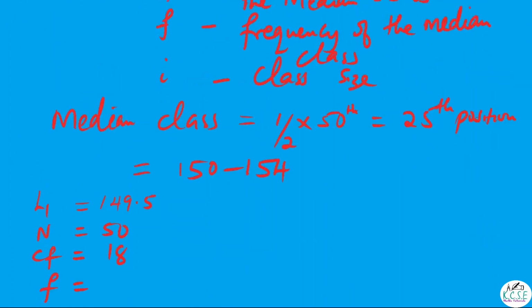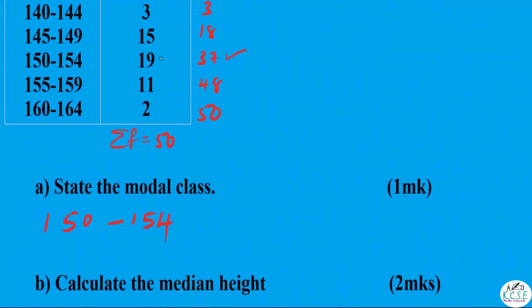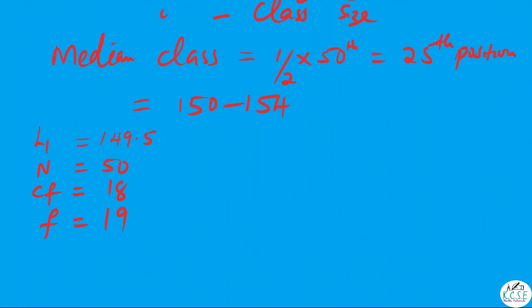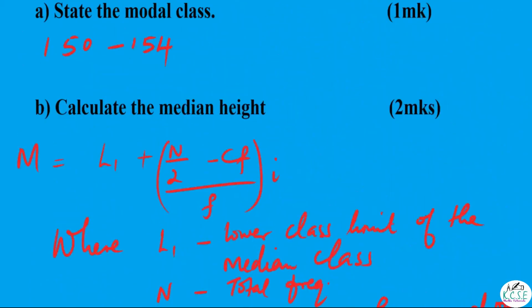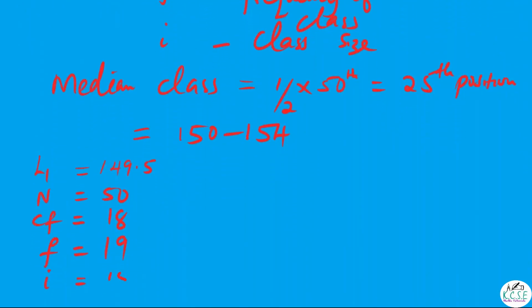Frequency of the median class. This is the median class. The frequency is 19. The class size, we can get since the class size is uniform. We can just use the median class to get that. The median class is given by 154.5 subtract 149.5. This gives 5. So the class size is 5.